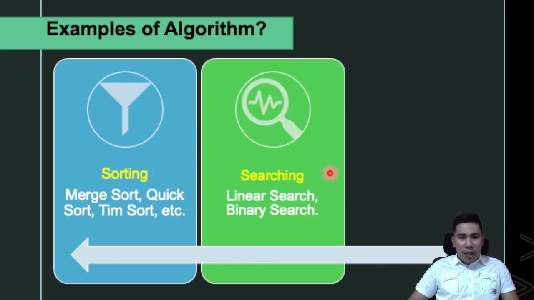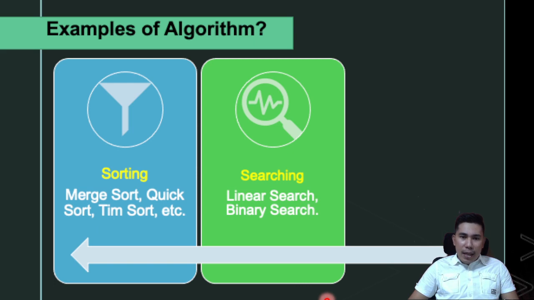Next we have searching. We have linear search and binary search. Normally, linear searching, we will be modeling like the linked list. Okay, for binary, we will be modeling the trees.